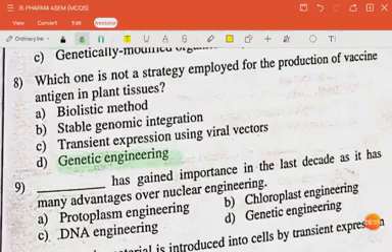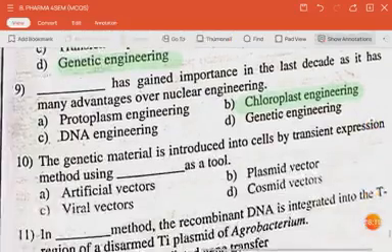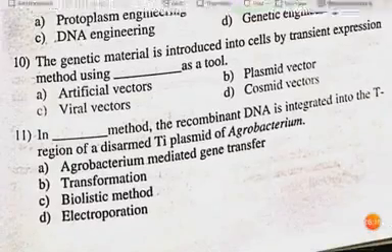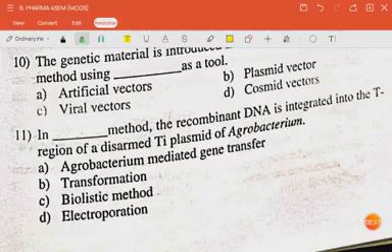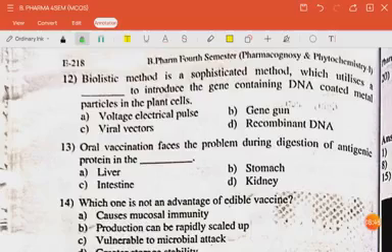The next question is, Dash has gained importance in the last decade as it has many advantages over nuclear engineering. Chloroplast engineering. The next question is, the genetic material is introduced into cells by transient expression method using Dash as a tool. Viral vectors. The next question is, in Dash method the recombinant DNA is integrated into the T region of a disarmed Ti plasmid of Agrobacterium. Agrobacterium mediated gene transfer.